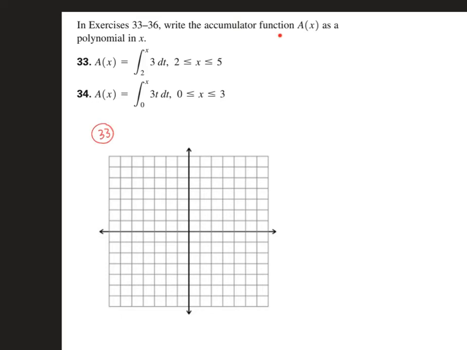Okay, so keep in mind the way you interpret this. So here, this integral is, they want you to find the area under the curve of y equals 3 from 2 to x, some x value. And they tell you that x value has to be greater than or equal to 2, but less than or equal to 5.